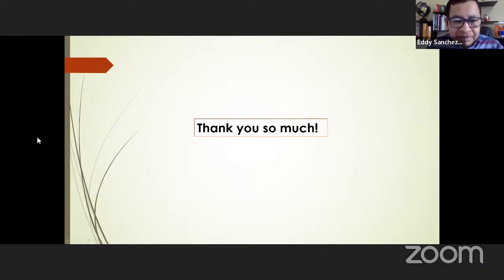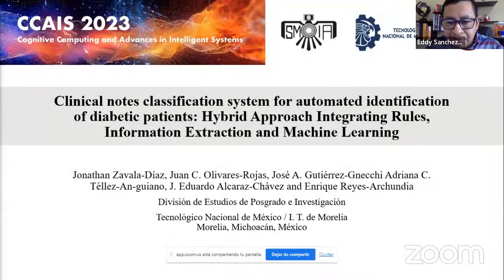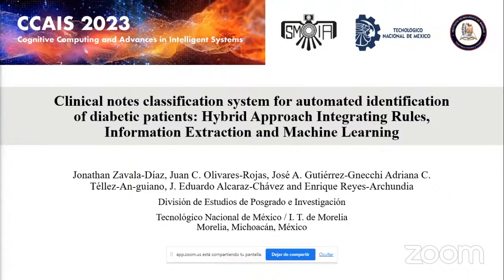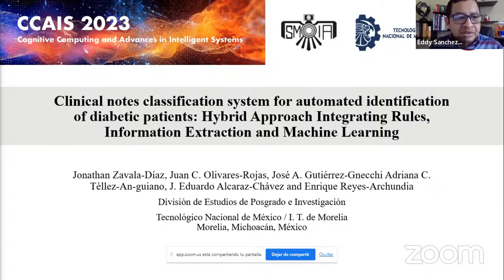With the next presentation, which is clinical notes classification system for automated identification of diabetic patients. The authors are Jonathan Zavala, Juan Carlos Olivares, José Antonio Gutiérrez, Adriana Telles, Jesús Alcaraz, and Enrique Reyes. Please remember, 10 minutes for presentation and 5 minutes for questions and answers. You can begin.